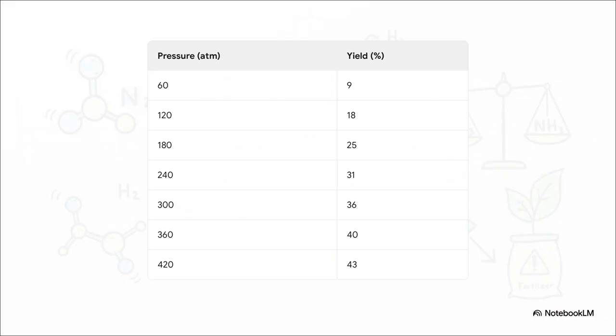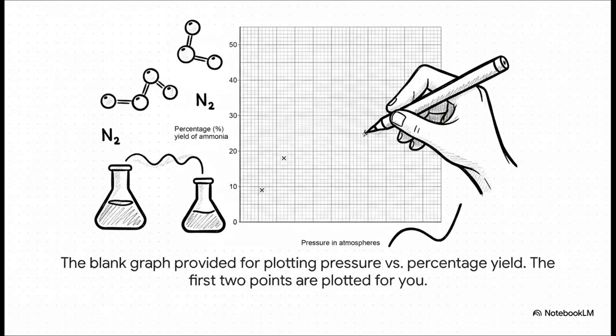It's a simple table, just showing you what happens to the percentage yield of ammonia as you ramp up the pressure. As you can see, when the pressure goes up, so does the yield. And here is your canvas. The exam paper gives you the axes, and they've even given you a little head start by plotting the first 2 points. Your job is to finish it off.